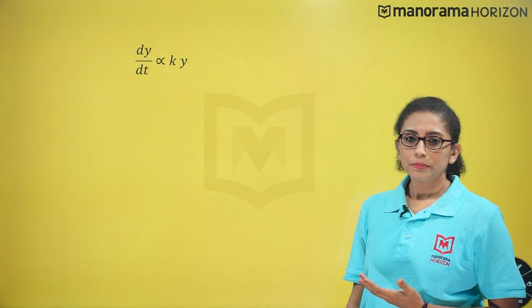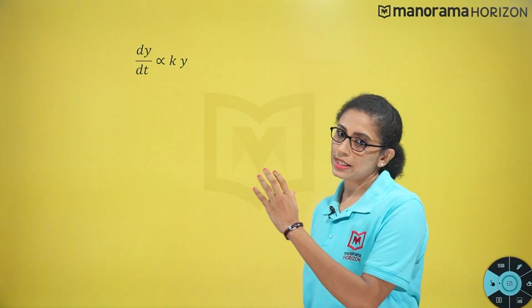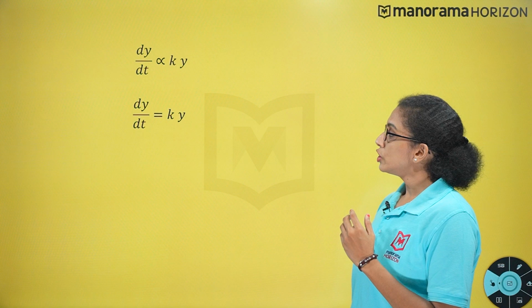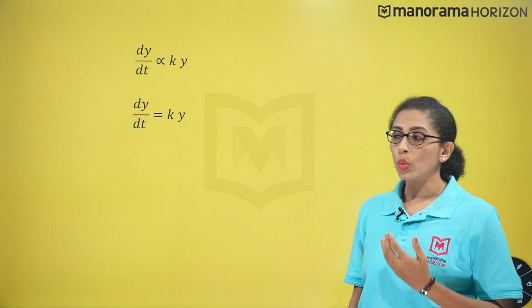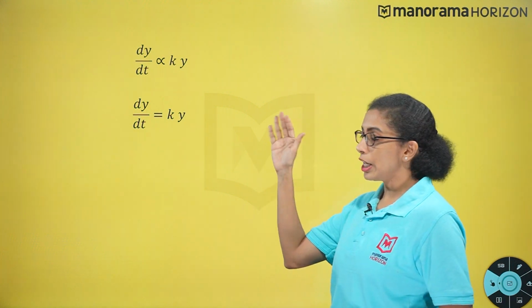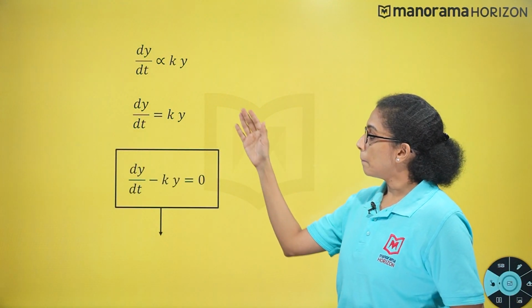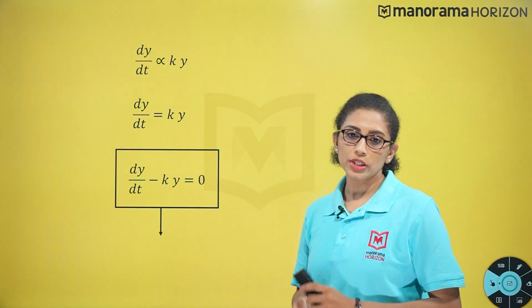at any time. If we try to frame an equation, we get dy by dt proportional to ky, where y represents the population. Now, changing the proportionality sign, we get dy by dt is equal to k into y, or dy by dt minus ky is equal to 0.